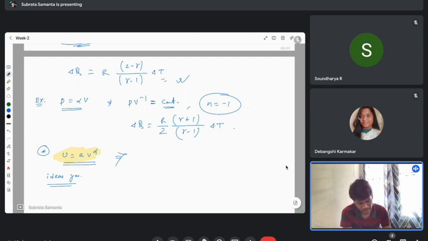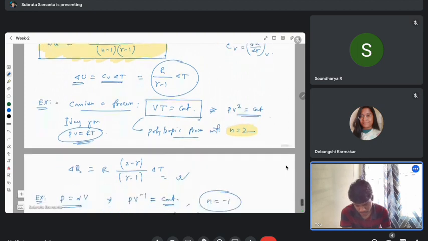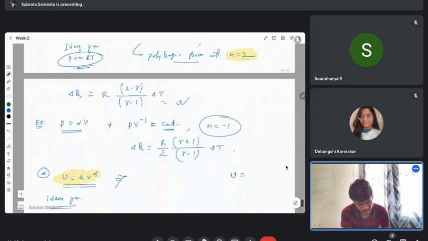So what is the U for ideal gas? This is a delta U for ideal gas, CV delta T, right? So that means U is CV T. So put into that CVT equals to A V to the power alpha. So this implies that T V to the power minus alpha equals to constant, right?